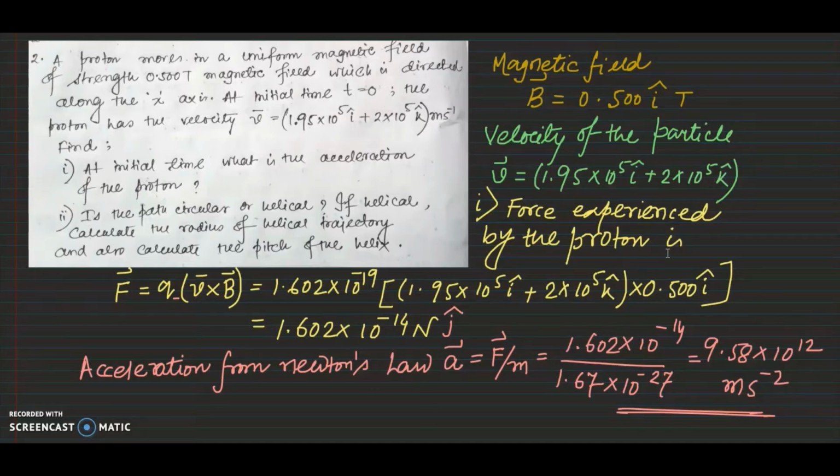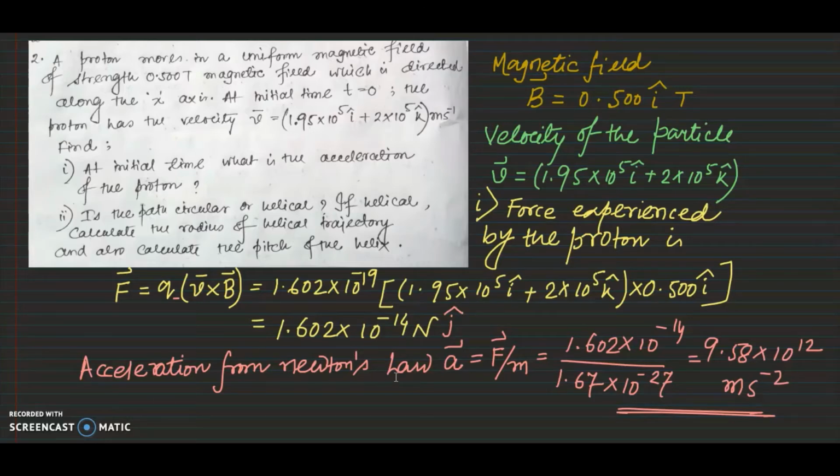The force experienced by the proton, we know the expression, is F equal to q times v cross B. If I put the value of q here, the proton has the charge of 1.602 times 10 to the minus 19, times the v cross B vector with 0.5 i cap. Here i cross i becomes 0 and k cross i becomes j cap. So it becomes 1.602 times 10 to the minus 14 Newton, and the force is acting along the j cap direction, along the y-axis.